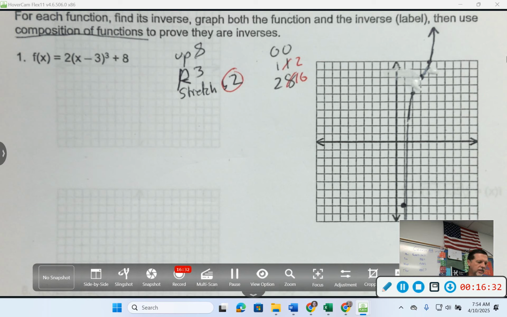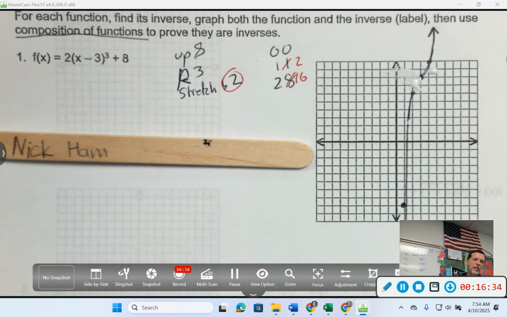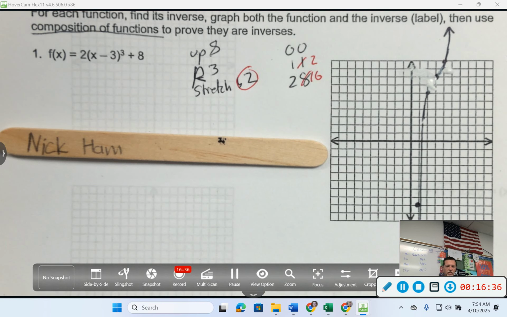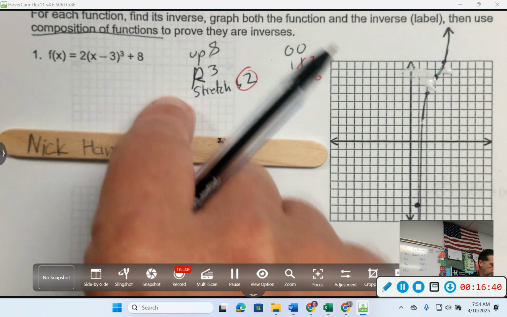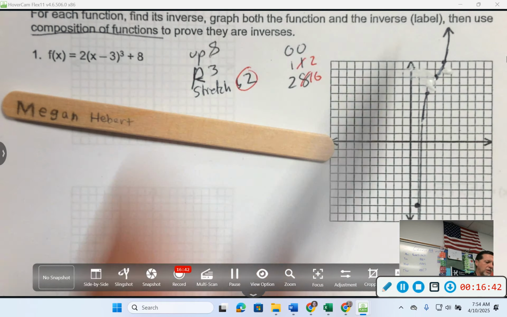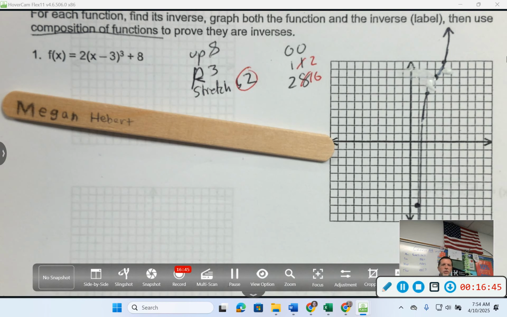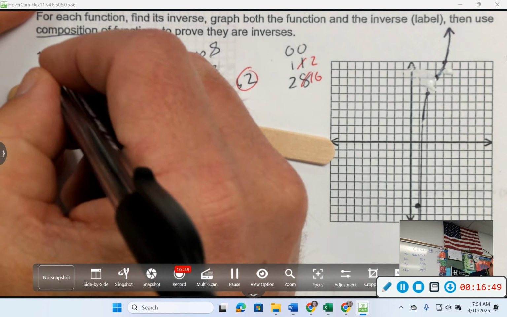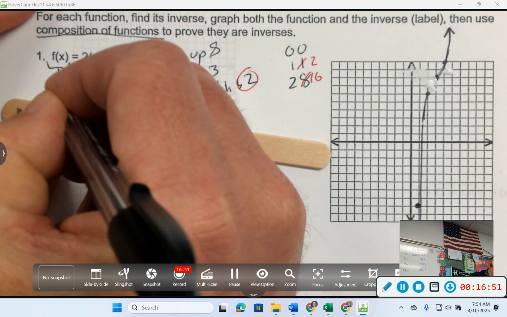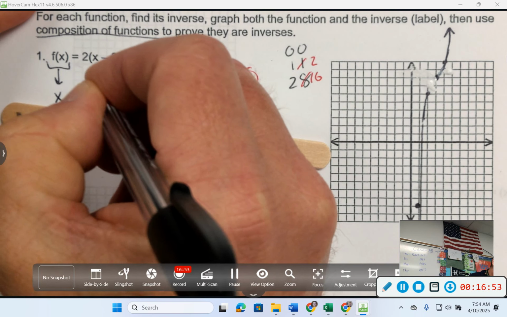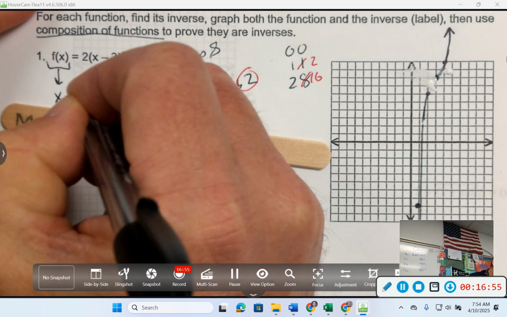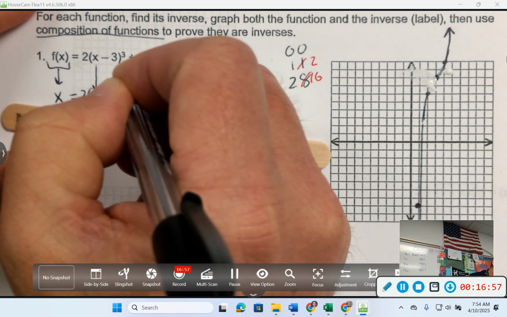Okay, now I need to find an inverse so that I can graph the inverse. So Nick, what do we do to find inverses? Switch the x and the y. I guess this isn't a big deal, Megan, but there's not a y in this problem, so the y is the s. So we'll call that x, and that will make y, and then everything else stays the same.